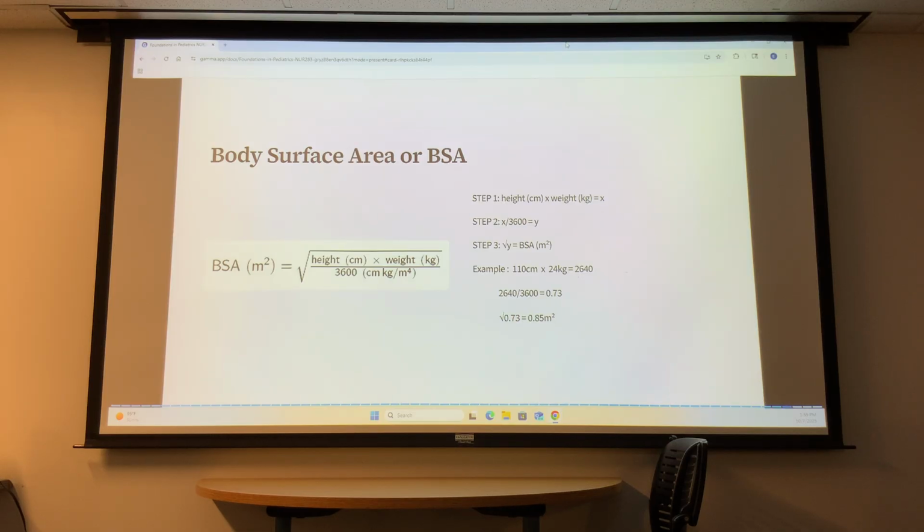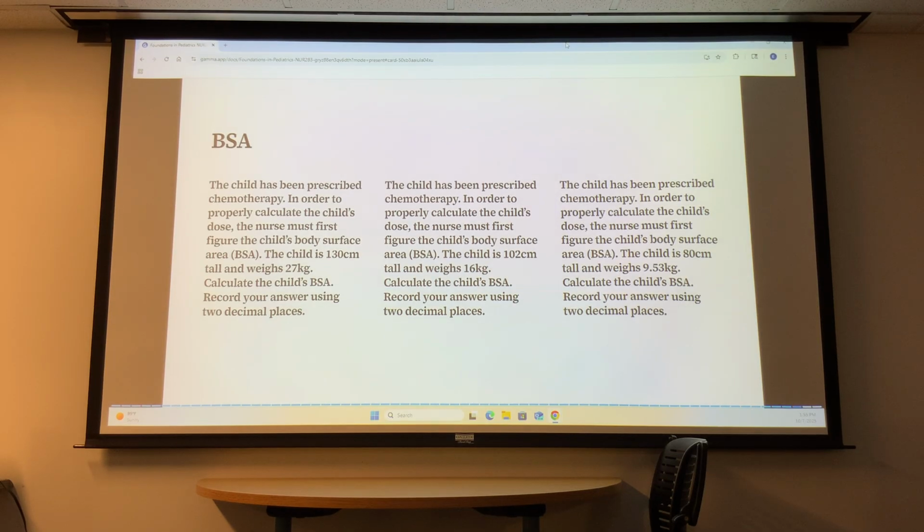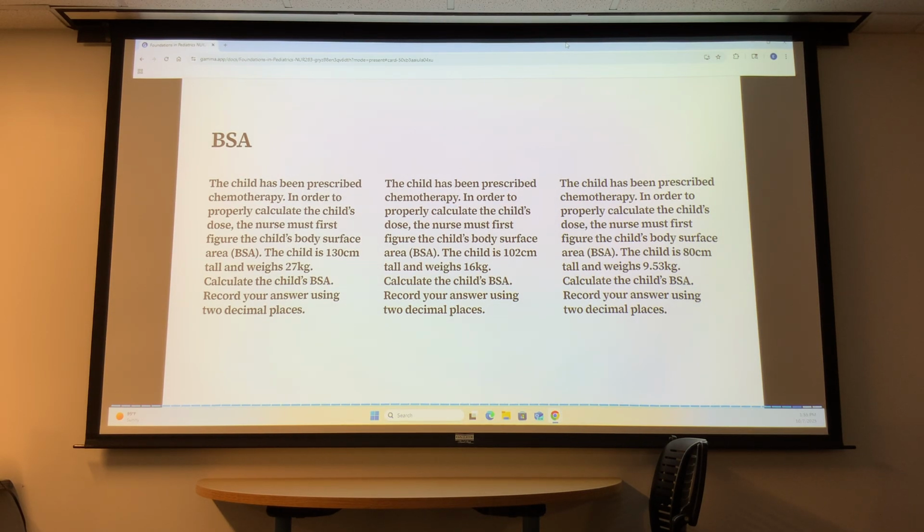So BSA is taking their height times their weight, dividing it by 3,600, and doing the square root. That seems easy. It is easy. So you have a child who has been prescribed chemo. In order to properly calculate, you need to do their BSA. So their BSA is their height times their weight divided by 3,600 and taking the square root of that.